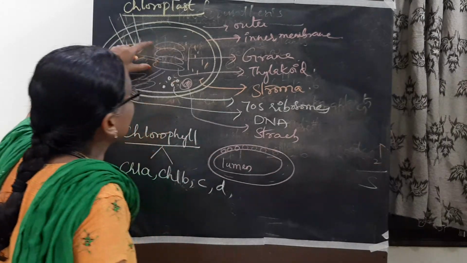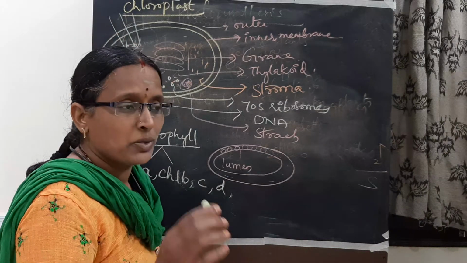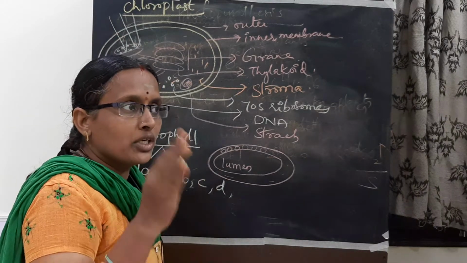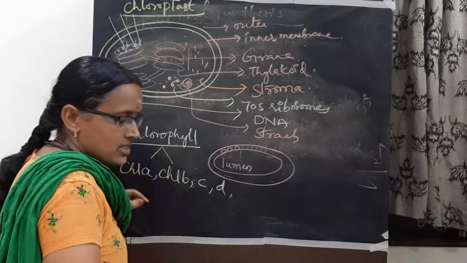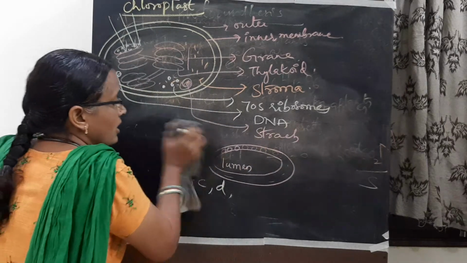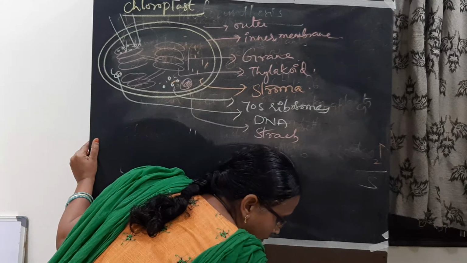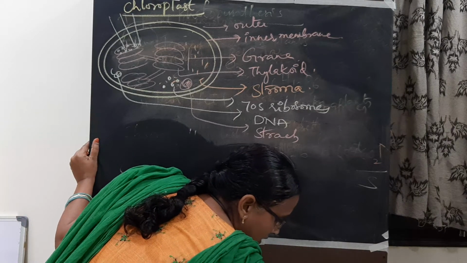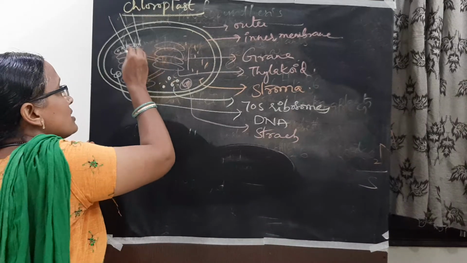So, the site of photosynthesis. Where does it take place? What is the exact location? The site is the chloroplast, because the chlorophyll pigments are present in the chloroplast. So this is the site.